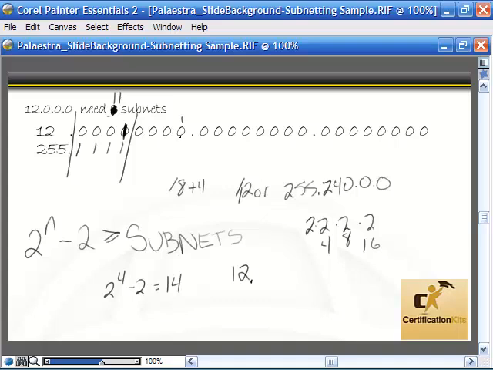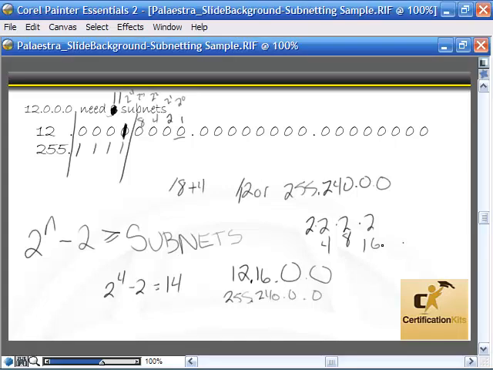It's base 2. So this value right here in this space is 2 to the 0, which is 1. Then we go 2 to the 1, which is 2, 2 to the 2, which is 4, 2 to the 3, which is 8, 2 to the 4, which is 16. So this value, if it's turned on, is a value of 16. So we've got 12.16, because that's the only one that's turned on in this whole octet. This octet is blank, and this octet is blank. So 12.16.0.0 is my first subnet, and the subnet mask I'm using is 255.240.0.0.